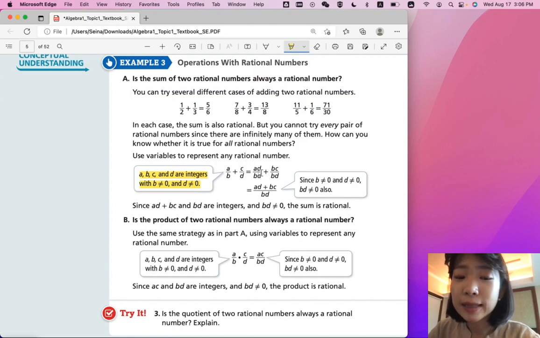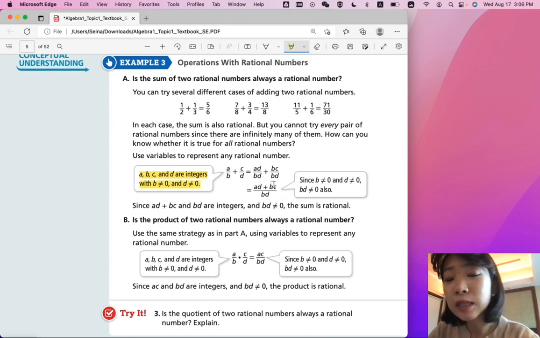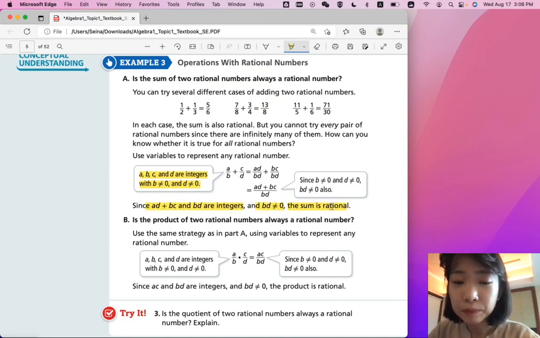And then we can add AD plus BC. And we know that neither B nor D is 0. So this fraction makes sense because any integer plus an integer would be another integer. Okay? So yes, now we can say that the sum is rational because AD plus BC and BD are integers, and BD is not 0.